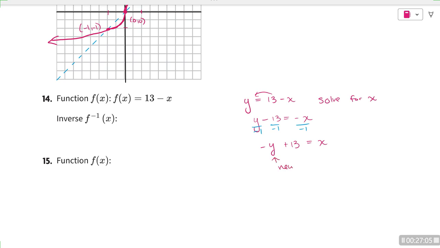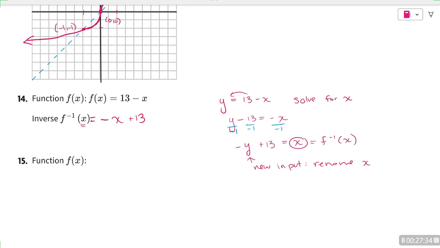So again, this is my new input, which we're going to rename x, since it wants the input to be named x. And this part right here is what becomes f inverse of x. So f inverse of x equals negative x plus 13. Notice it's actually the exact same equation. So that happens sometimes.